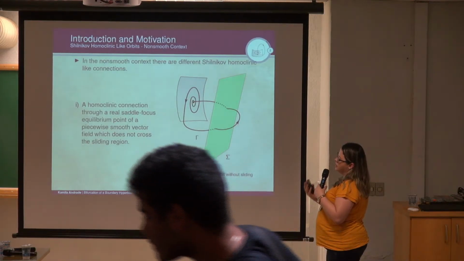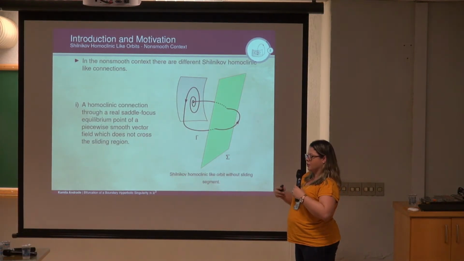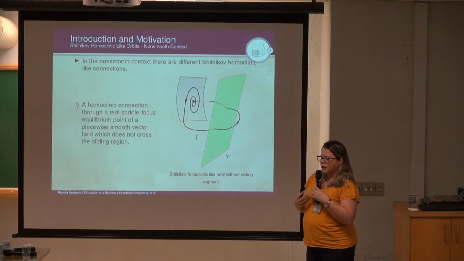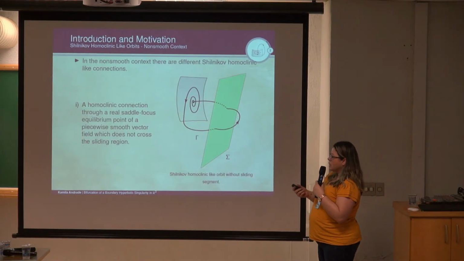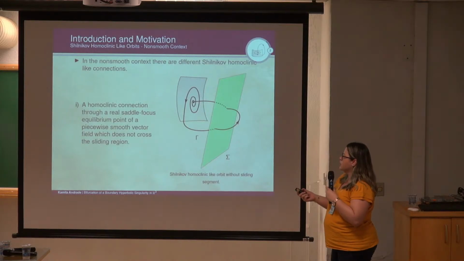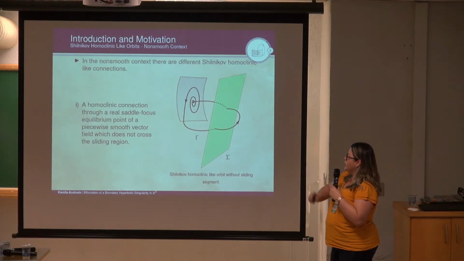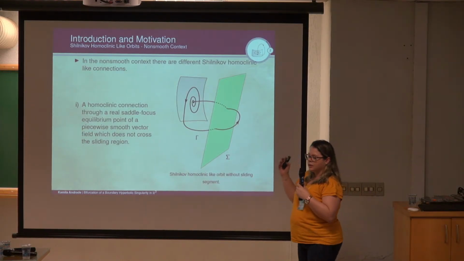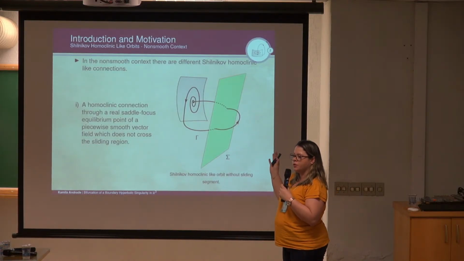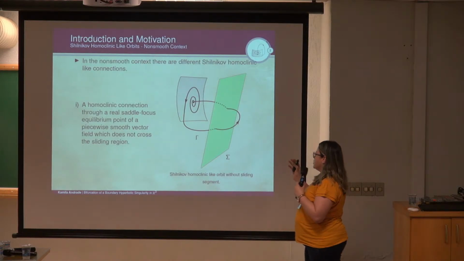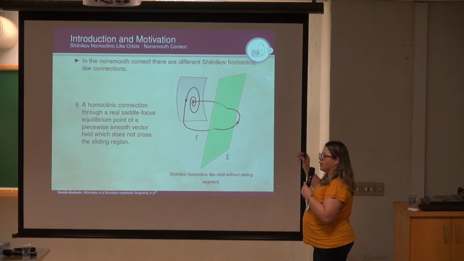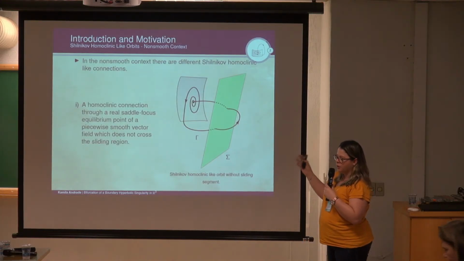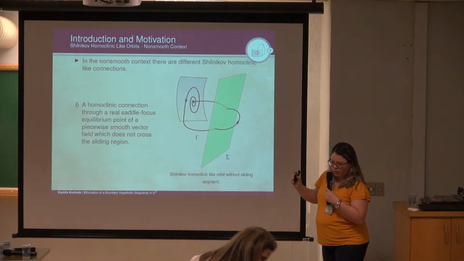The simplest type of homoclinic-like connection, homoclinic Shilnikov connection, that we can think of in this new context, is a homoclinic connection through a real saddle-focus equilibrium, where the trajectory of this connection does not cross the sliding region. It means that it just intersects the switching manifold at crossing points. It happens in continuous systems. There are many works about this kind of connection.